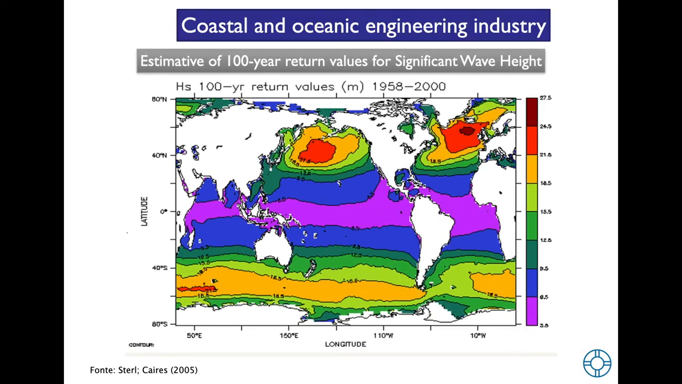The coastal and oceanic engineering industry is also very interested in this knowledge about the giant waves over the ocean. This map shows results of Sterl and Caires' work in 2005, who estimated the 100-year return values for significant wave heights over the global ocean. It shows that major values occur in the North Atlantic and the North Pacific, reaching 21 to 25 meters in a 100-year period. This is the highest wave that can be seen in these waters.